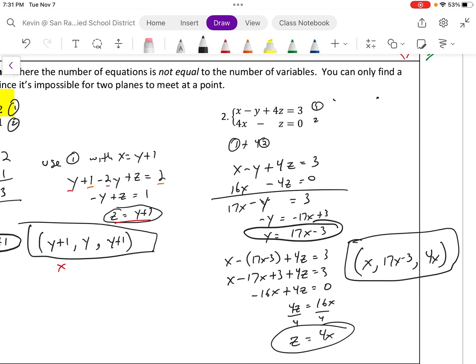So because it's a line, right? There's an infinite number of solutions. So whatever value you put in for x, you put in. So if x equals 1, it would be 1, 14, and 4, right? If x is 0, it would be 0, -3, 0, right? So all of these points would be part of our solution.